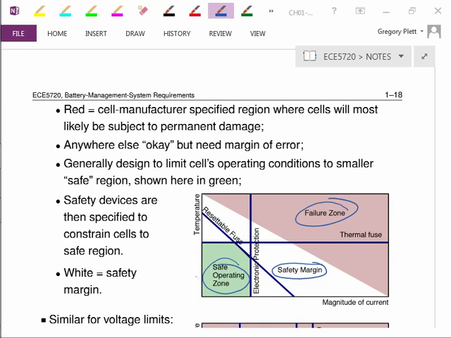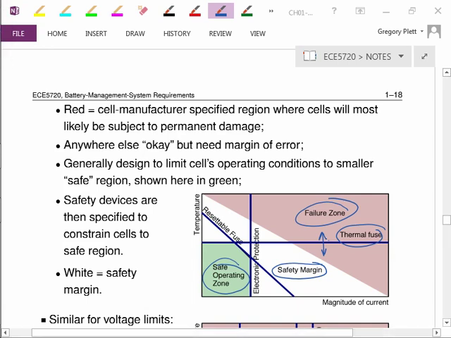And then, whenever possible, I use multiple devices to protect from getting into that failure zone. And you can see that to get from the green to the red, I have to pass through at least 2 blue solid lines. And each one of those solid lines indicates the activation threshold for some safety device. So I might have a thermal fuse that says anything below a certain temperature is okay, anything above the temperature is not okay. And that thermal fuse actually blows. It's a one-time use thing.